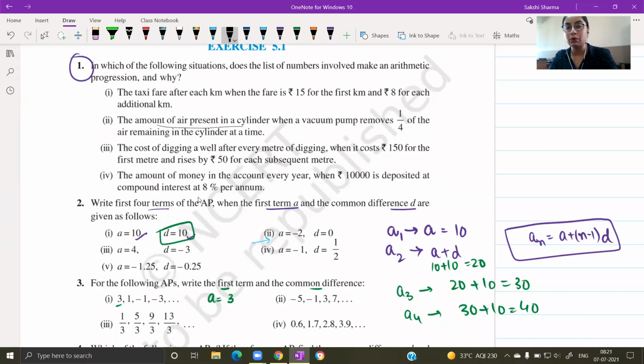Now this simply is the volume of the cylinder, so it will be represented by V. You could also take any other variable, X, Y, Z, anything. Since the amount of air present in the cylinder is the volume, we will be representing it with V.